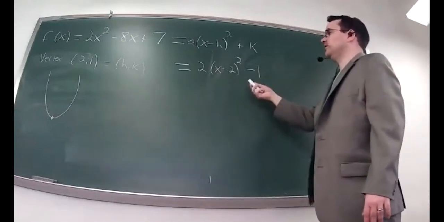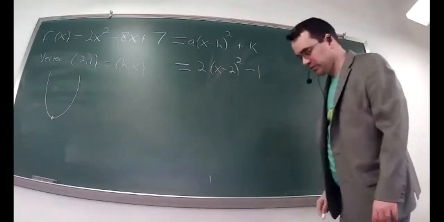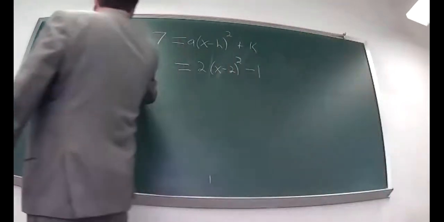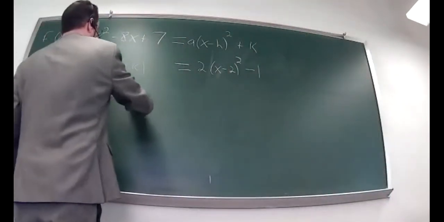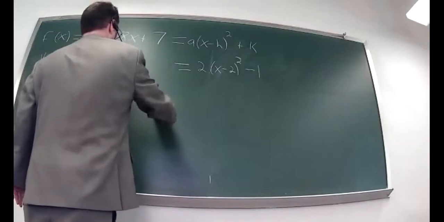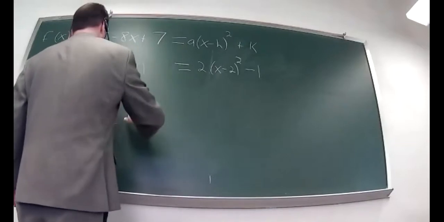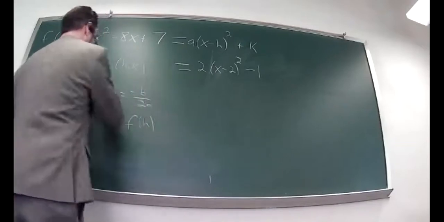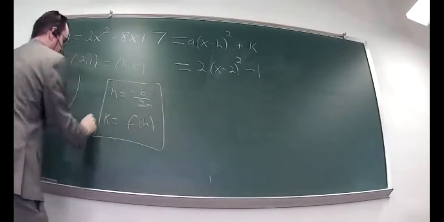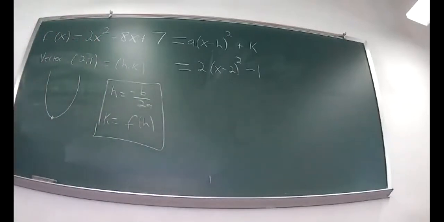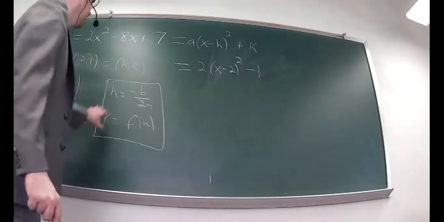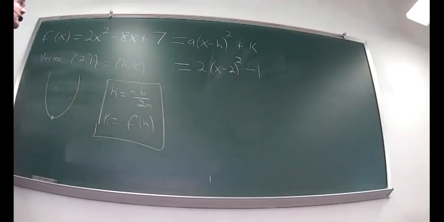And there are formulas that you can write, like h is negative b over 2a, and k is f of h. So you can also figure out that vertex from those formulas. And if you want to ask me in office hours, I'll tell you how to derive them. It's not that difficult.